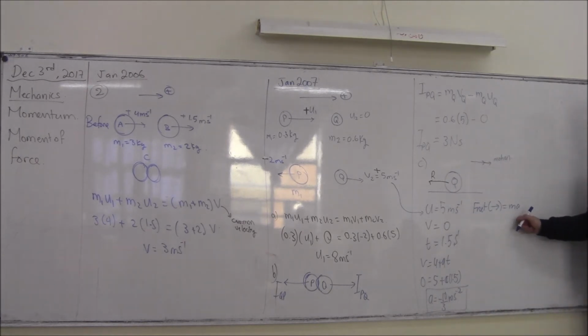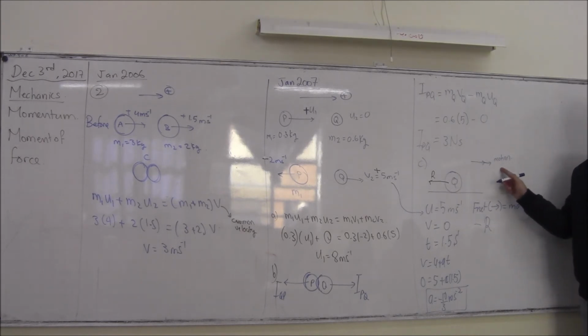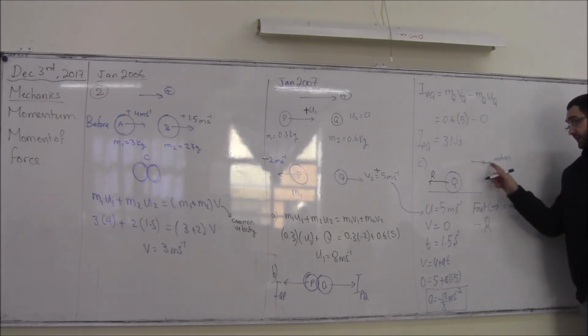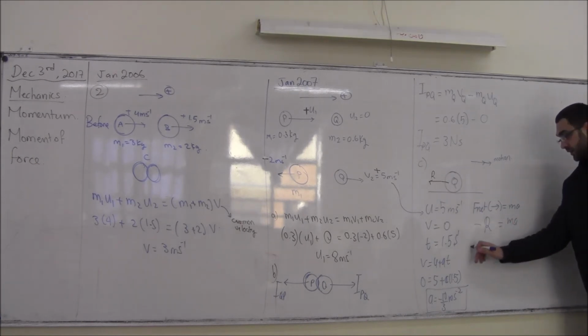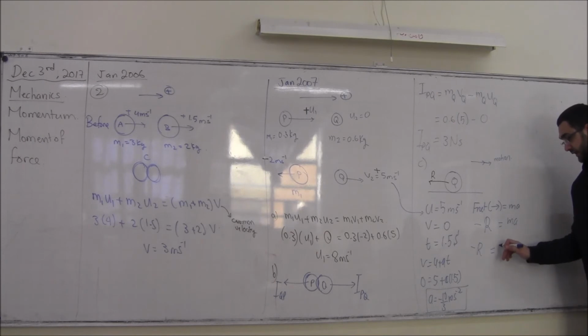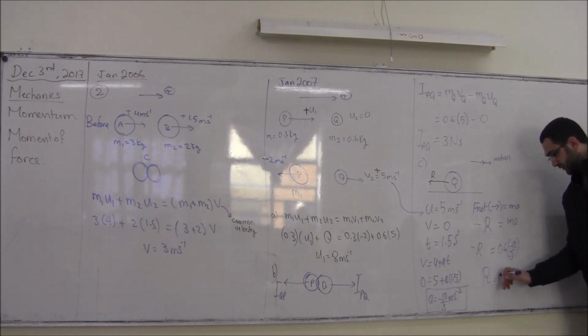Now it's easy to substitute here. Negative R, minus R. You know why? Because R is in the opposite direction of motion. Right. Minus R equals MA, right? Minus R equals M, which is 0.6, times A, which is minus 10 over 3. So R equals what? 2 newtons.